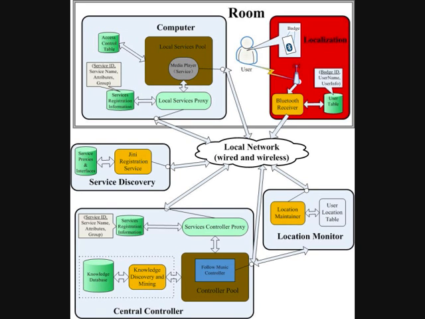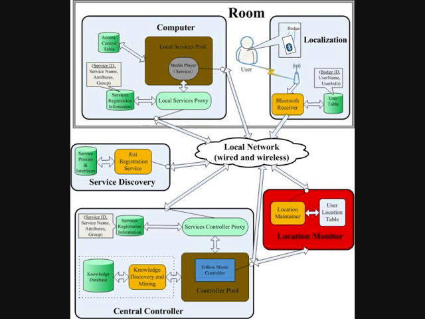When the user enters or leaves a room, the Bluetooth receiver will translate the badge ID to a username by accessing the user table, and then generate an enter or leave event to notify the local monitor, and the local monitor will update the user's location in the user location table and deliver the event to the central controller.